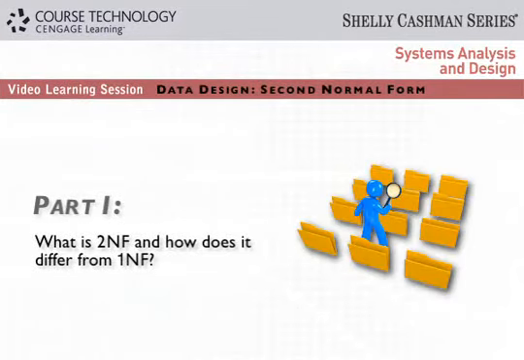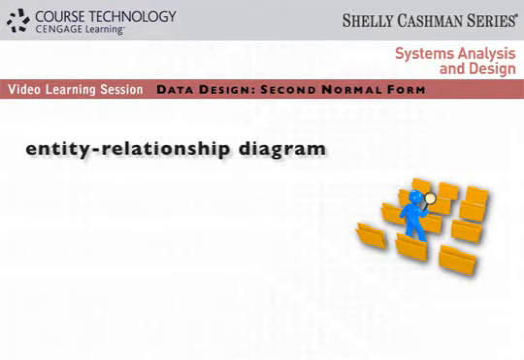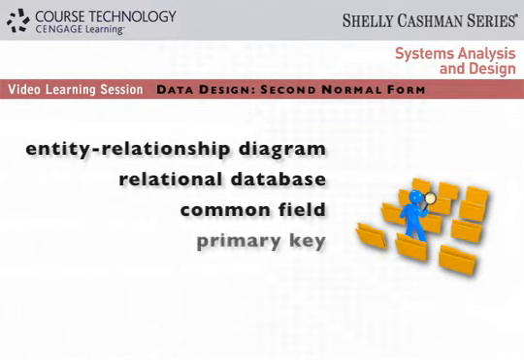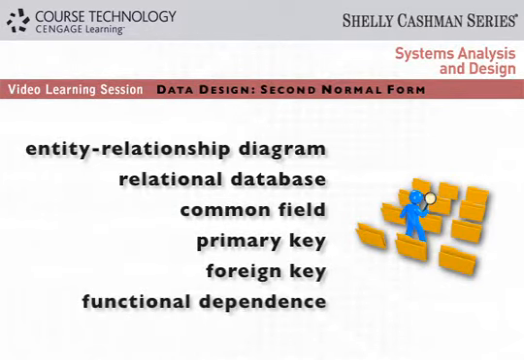In a previous session, we created a 1NF design. A 1NF table has no repeating groups, and all fields depend on the primary key. But some fields might depend on just part of the primary key, and that can cause problems. Before we start on 2NF, we'll review some terms, including entity relationship diagram, relational database, common field, primary key, foreign key, and functional dependence. Sounds like a lot to learn, but they're not hard to understand.